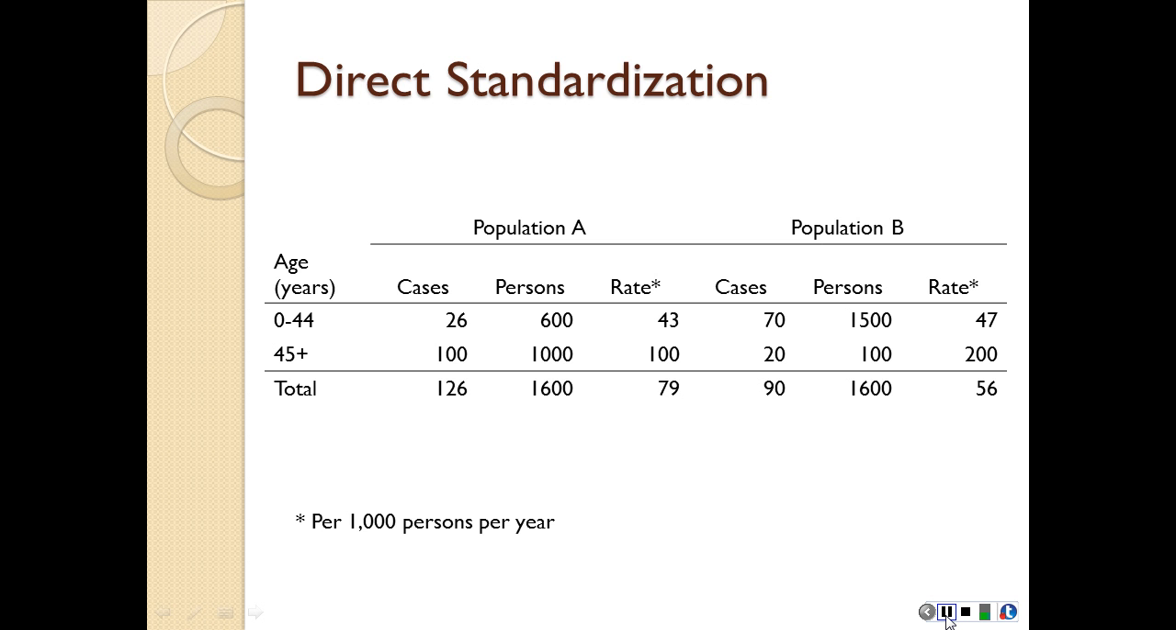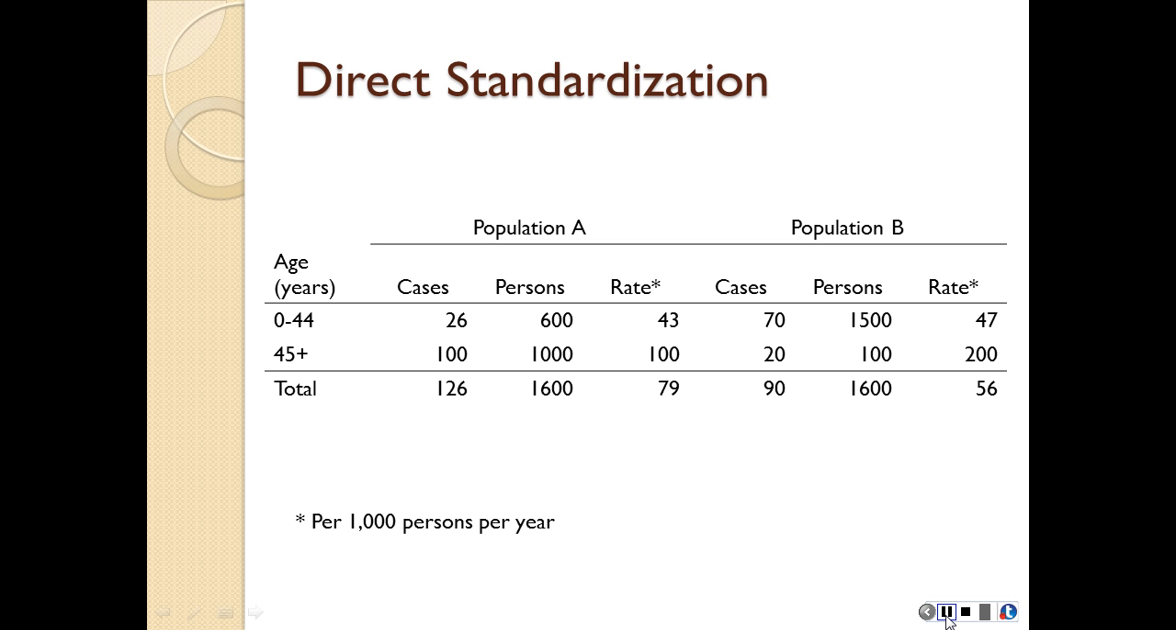In order to level the playing field, we are now going to adjust. We have population A that we're interested in, and population B, and we are going to standardize based on age. To standardize using the direct method, we use the age distribution of another population.